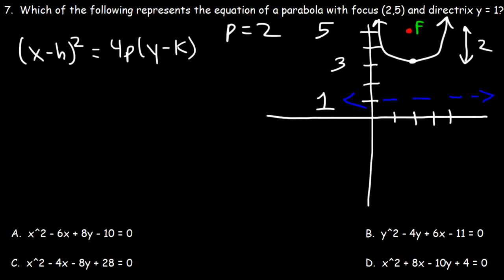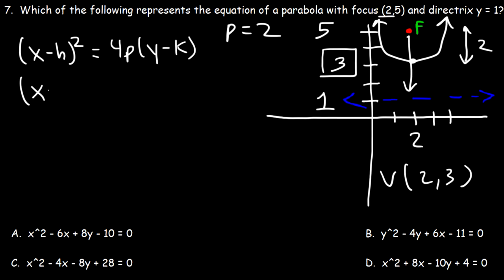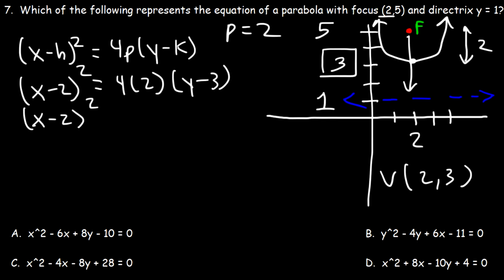So let's find the coordinates of the vertex. We can see that the y value is 3, and the x value is the same as the x value of the focus. So therefore, the vertex is (2, 3). So h is 2, p is 2, and k is 3. So therefore, we have (x minus 2) squared is equal to 8 times (y minus 3). So that is the standard formula of the equation of the parabola.